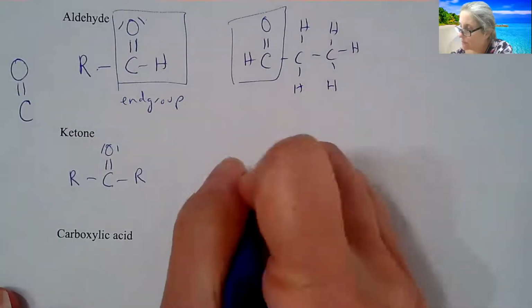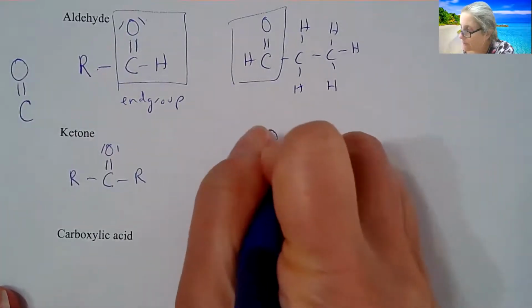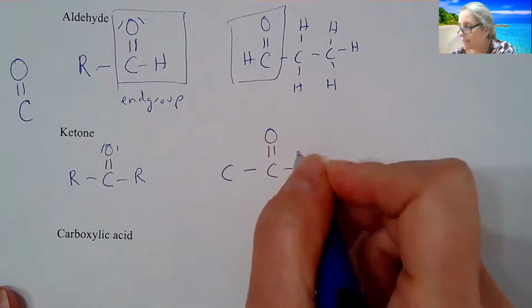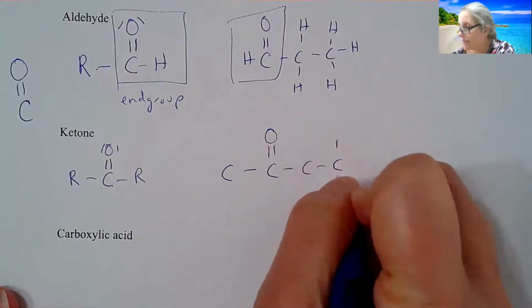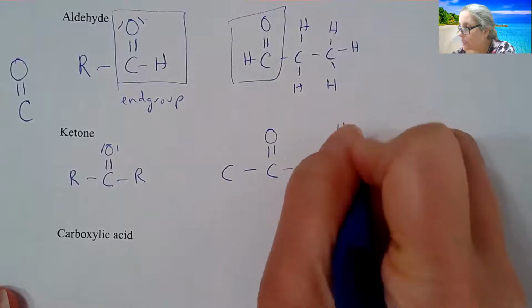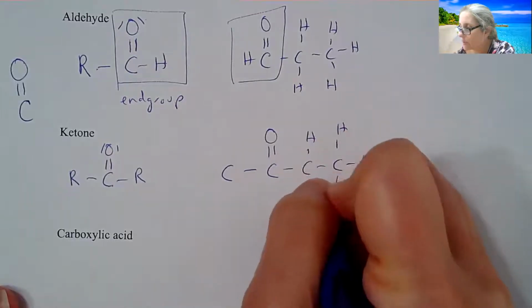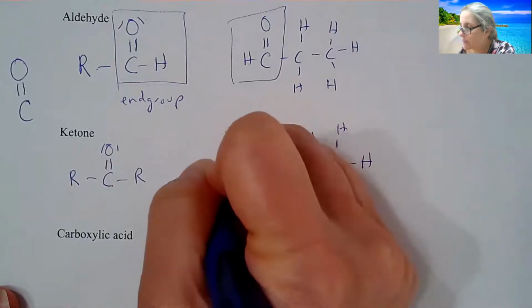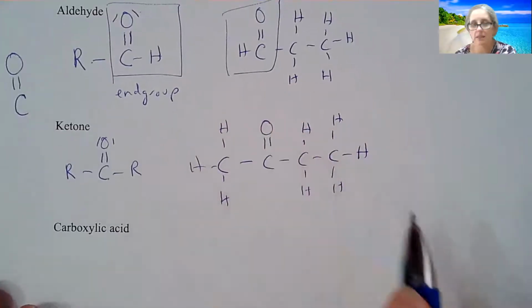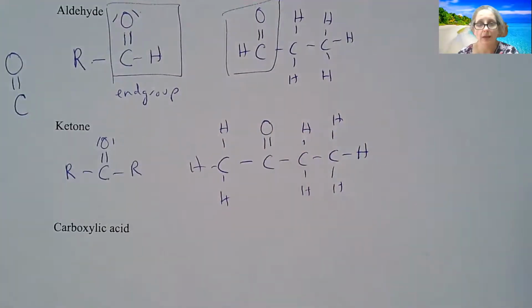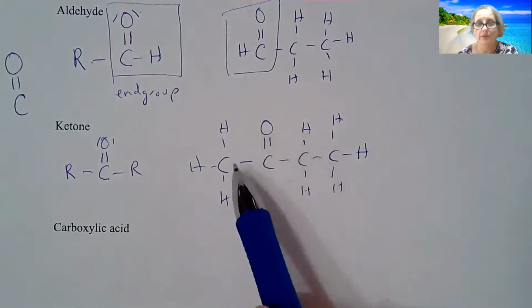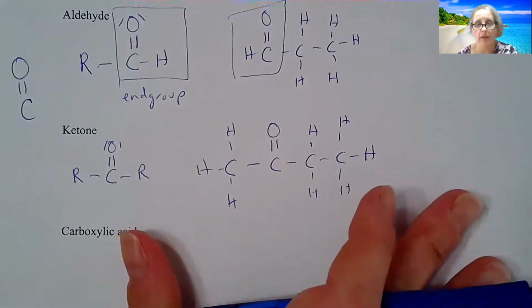So ketones look different because that C double bond O can be somewhere in that molecule, okay? So again, I could draw as many as I'd like, but please recognize that this carbon that has the C double bond O, you don't have any hydrogens because you already have 4 bonds around that carbon, 4 bonds around that carbon.